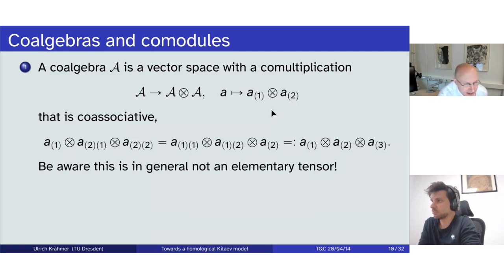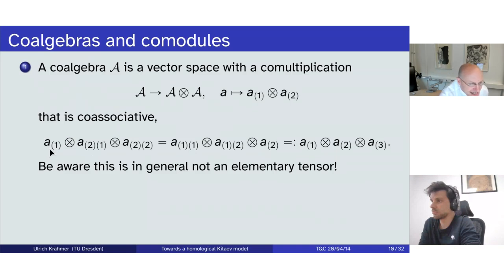I do not write a summation sign. So this does not mean this is an elementary tensor. This is pure notation for writing this map. And multiplications were meant to be associative. Co-multiplications are meant to be co-associative, which in this Sweedler notation means this.